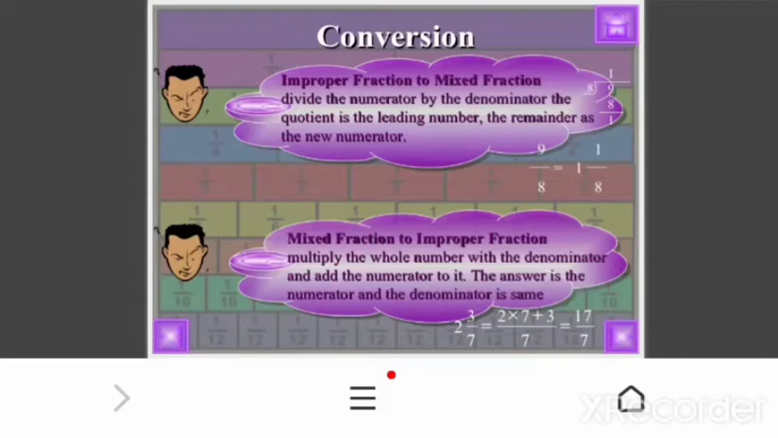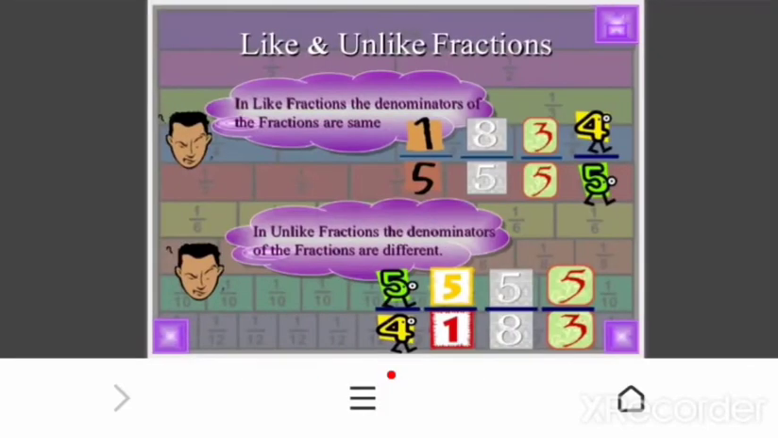After simplification, you will get the answer 17 upon 7, which is the improper fraction of 2 whole 3 by 7. Now children, next one is like and unlike fraction. So what are like fractions, children? In like fractions, the denominators of the fractions are same. Like look on the screen, 1 upon 5, 8 upon 5, 3 upon 5, 4 upon 5. All are like fraction.